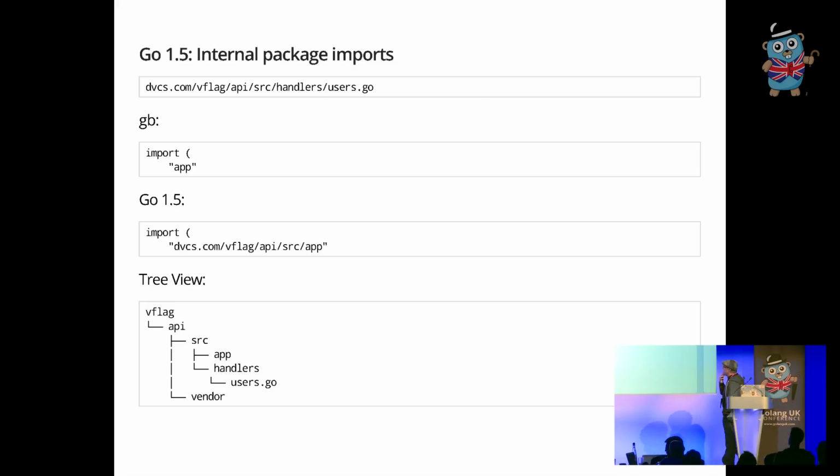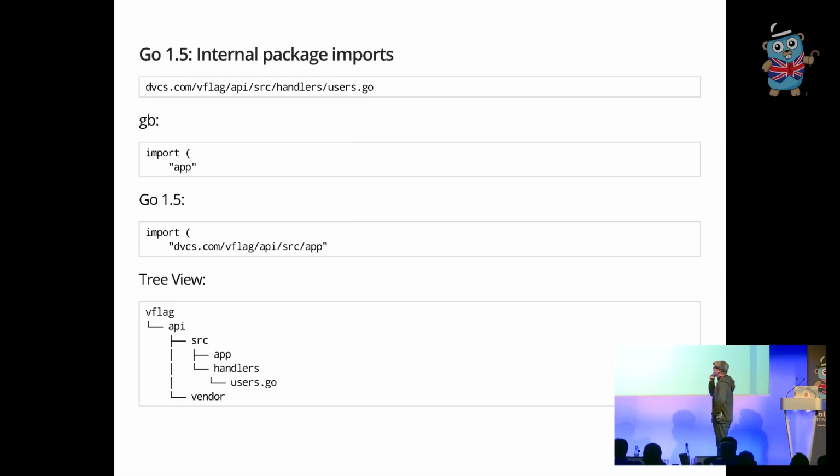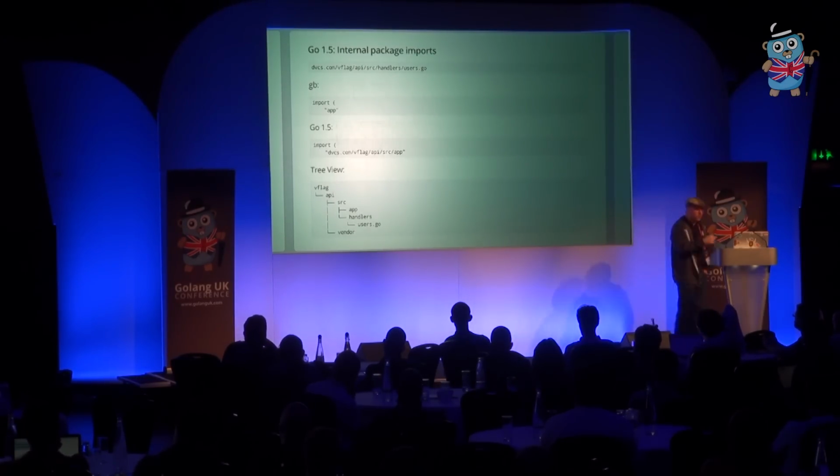In GB, I just had to say app to import that app package from this source code file. Now in 1.5, I still have to use that long path, but that's not that long. That's no big deal. I'm really happy with that. I mean, GB made it brilliantly simple, but that's just fine. That's what we're doing today. We could see how that lays out in the tree.